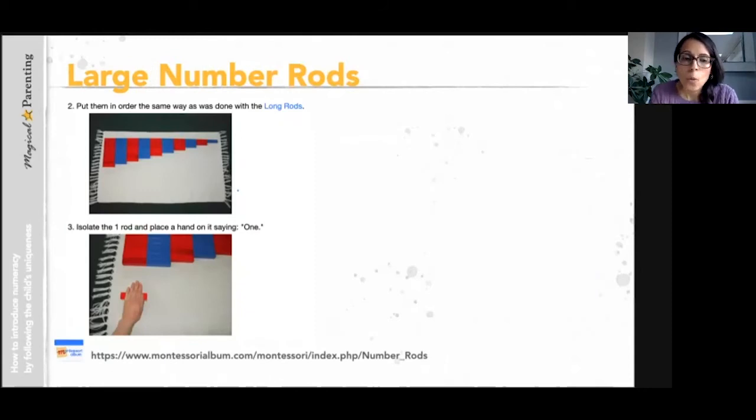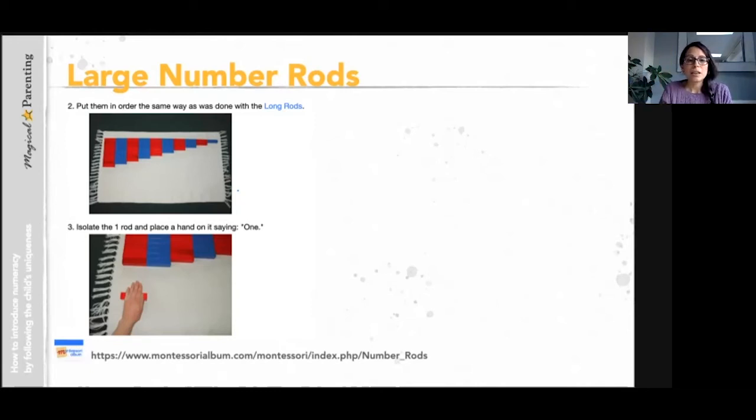Okay, so once the child more or less is working with the sandpaper numbers, he's starting to learn the symbols, how to write them, and he's doing the large number rods as well, and he knows how to build the stairs. So when he's able to completely build the stairs, like here in image 2, then you can do the 3-period lesson with the concrete materials. I don't really like the way, from the images in the Montessori album, how they look. Normally we don't touch the whole rod with the whole hand. We just touch the end of the rod.